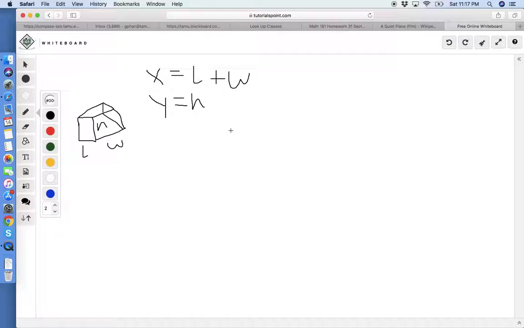So now we can form a new equation from this. So the volume would essentially be length times width times height. So we have x times x times y. And if we clean this up a little bit, this will be x squared times y. Alright, now I have an equation.